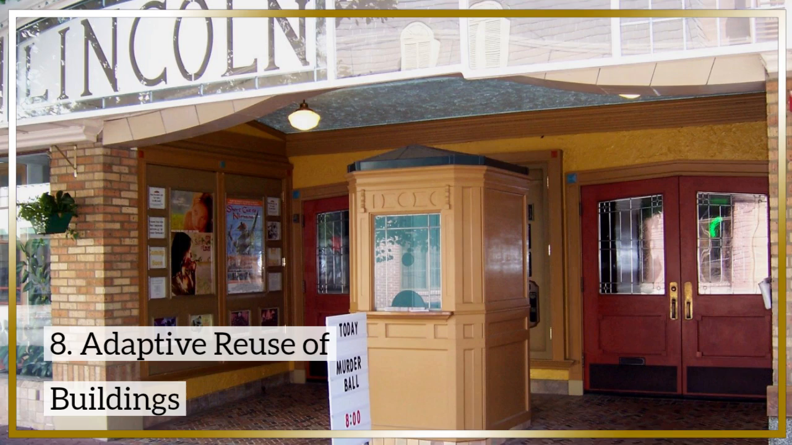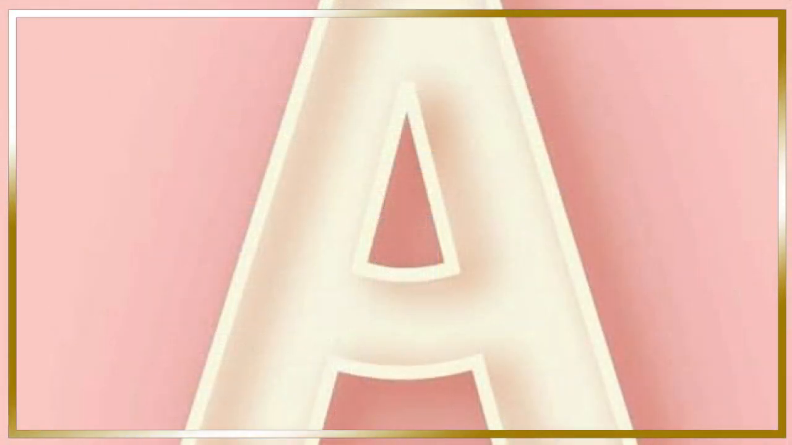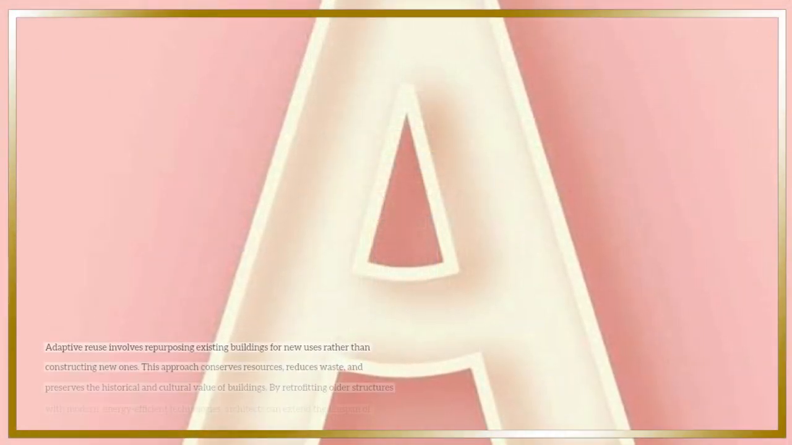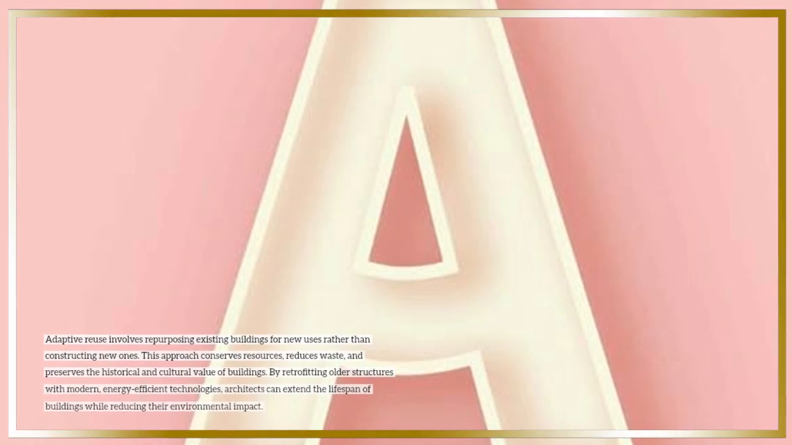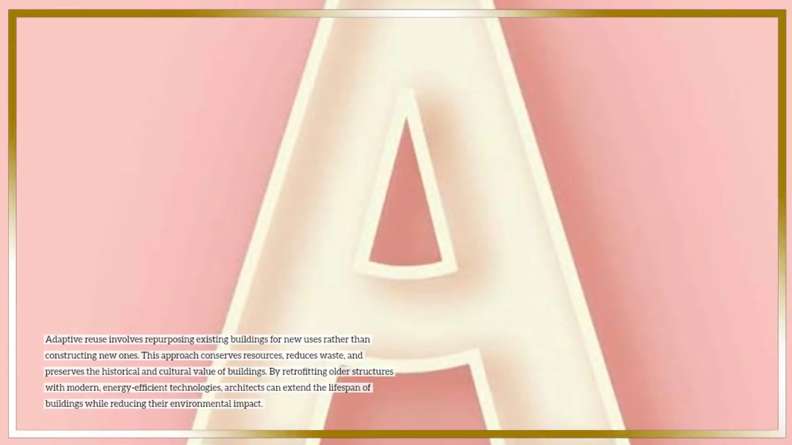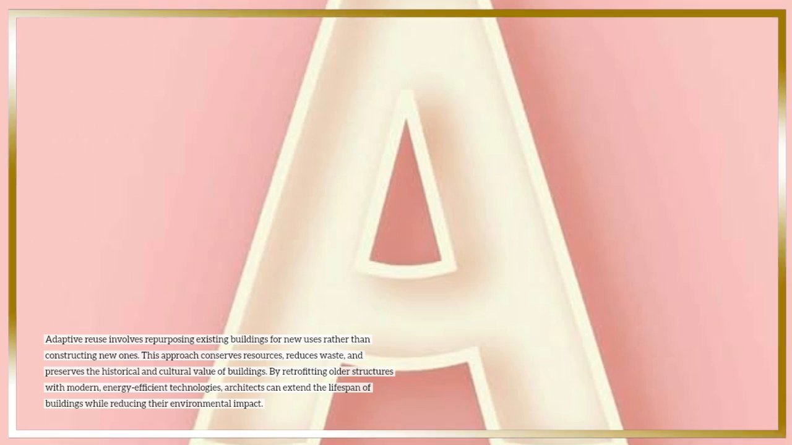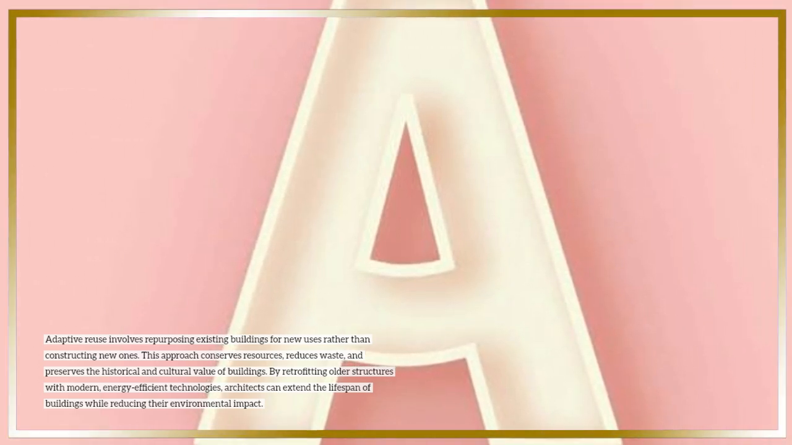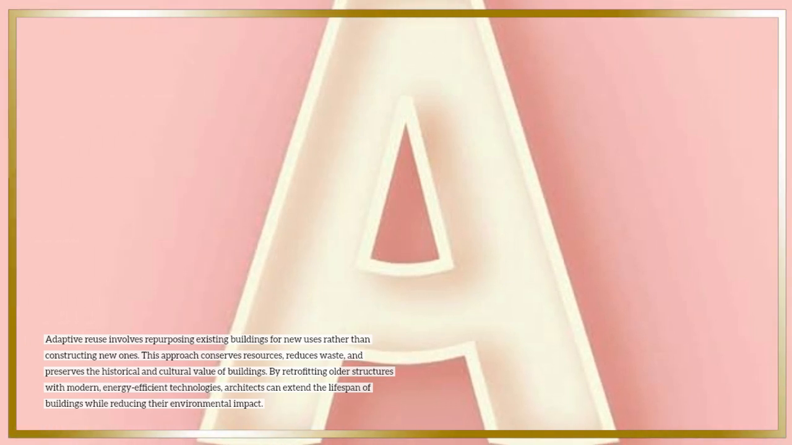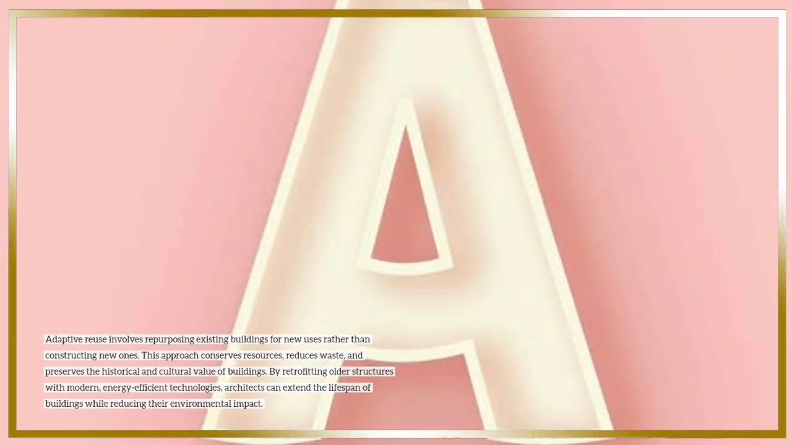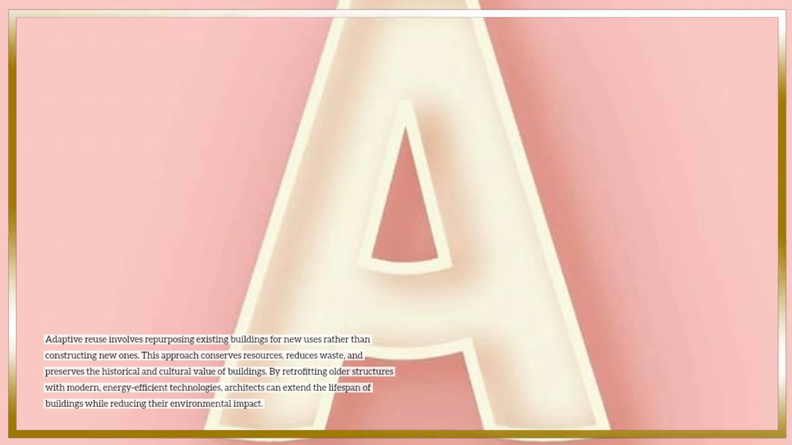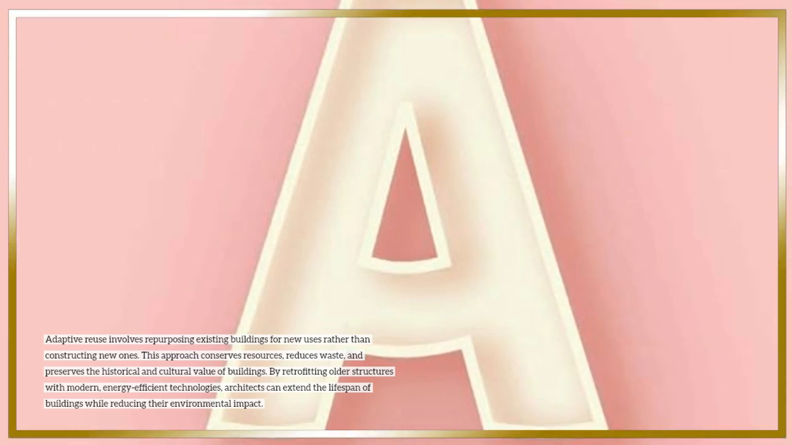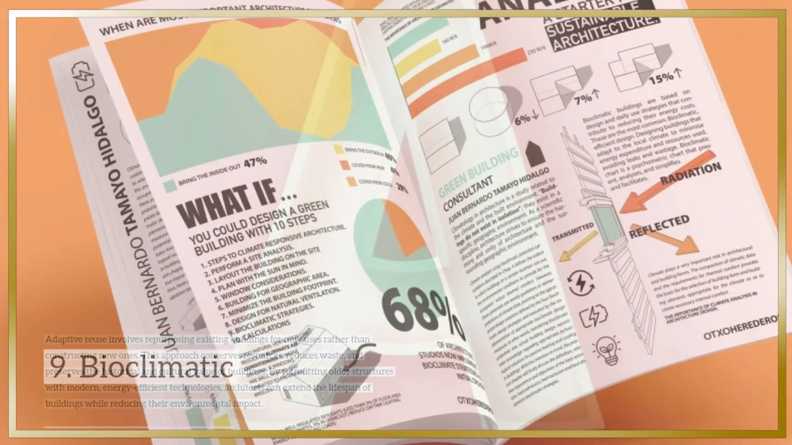8. Adaptive reuse of buildings. Adaptive reuse involves repurposing existing buildings for new uses rather than constructing new ones. This approach conserves resources, reduces waste, and preserves the historical and cultural value of buildings. By retrofitting older structures with modern, energy-efficient technologies, architects can extend the lifespan of buildings while reducing their environmental impact.